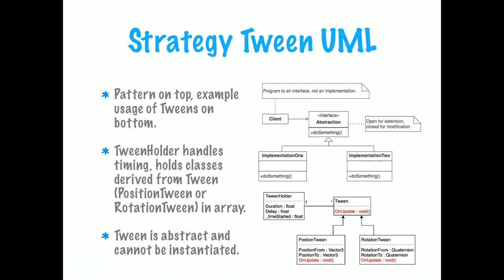The tween holder is going to handle the timing, and it's going to hold an array of objects, not classes, derived from the tween class, so position tween or rotation tween. Tween is going to be abstract, it means you don't actually instantiate a tween because it's not meant to be an implemented class. It's supposed to be a parent class that everything kind of adheres to. And yeah, tween is abstract, exactly.